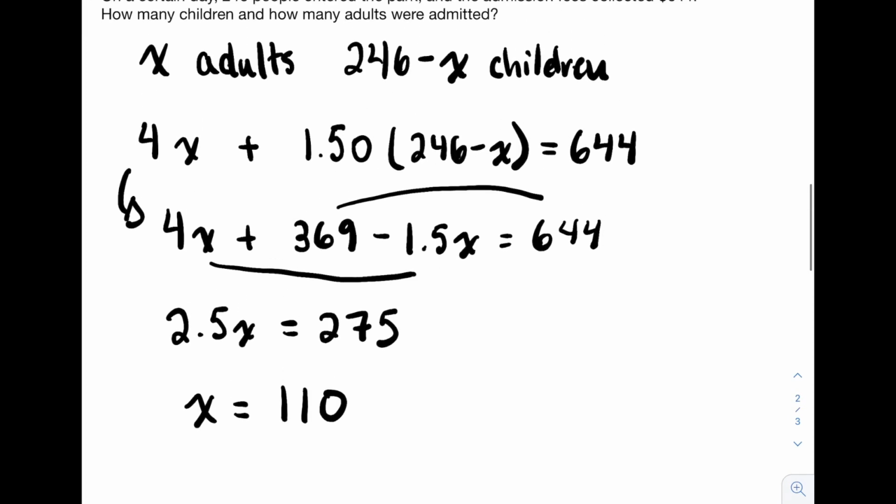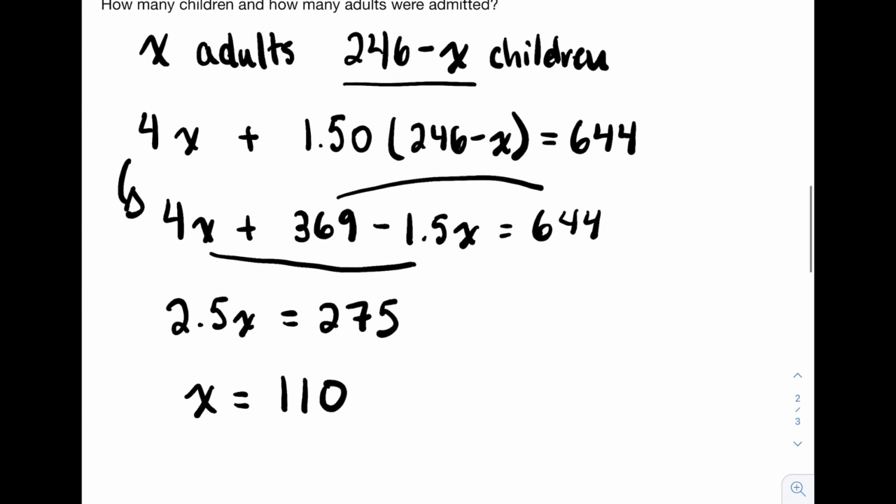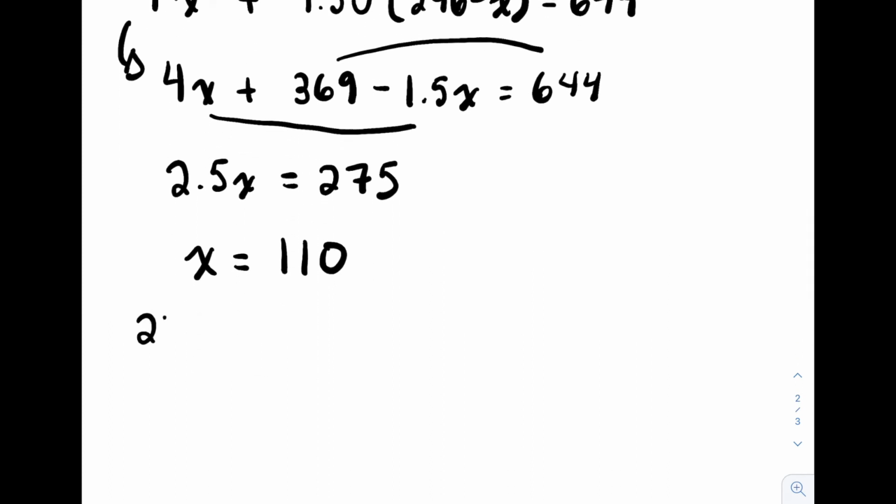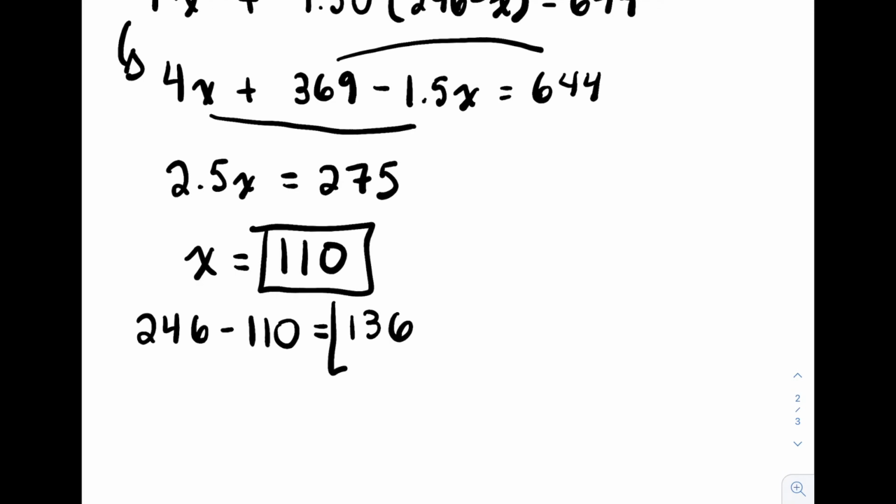Plug it into our original formula for the children, which will give us 246 minus 110 is equal to 136. So that is our value for the number of adults, and that is our value for the number of children.